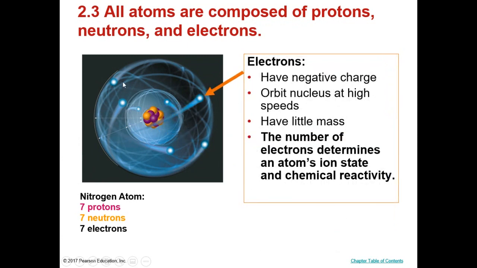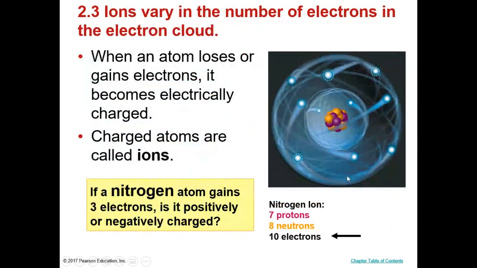Electrons are actually found outside, right? It's called the electron cloud. And these orbit the nucleus of the atom constantly. They're constantly just spinning around, orbiting the nucleus of the atom. Okay, so these are negatively charged.